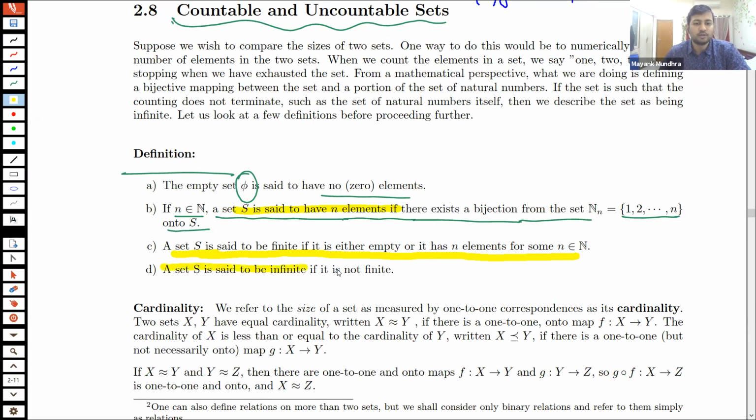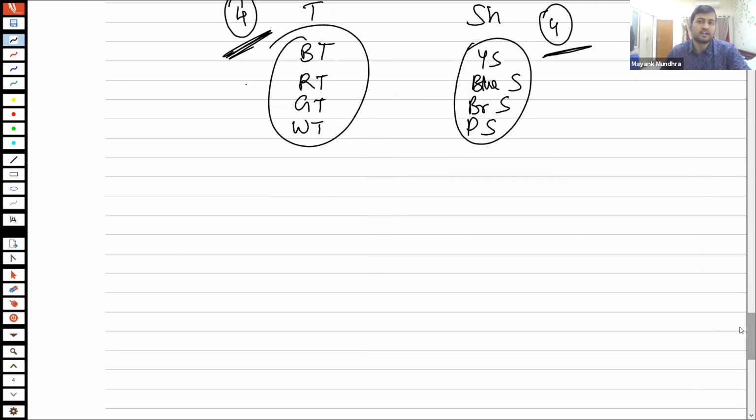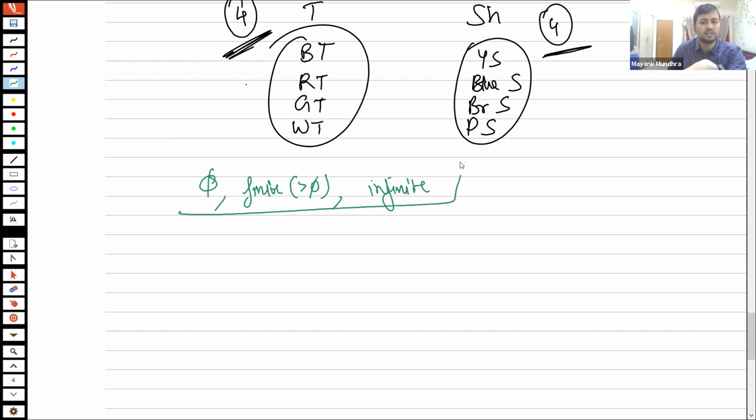Now a set is said to be infinite if it is not finite. If it has infinite numbers in it, then it is going to be an infinite set. So basically I have 3 types of sets right now: the null set, the finite set that is greater than the null set, and the infinite set. These are the 3 types of sets that I'll generally have always.